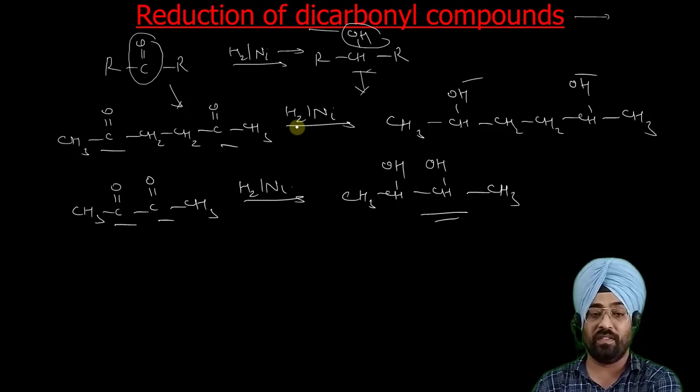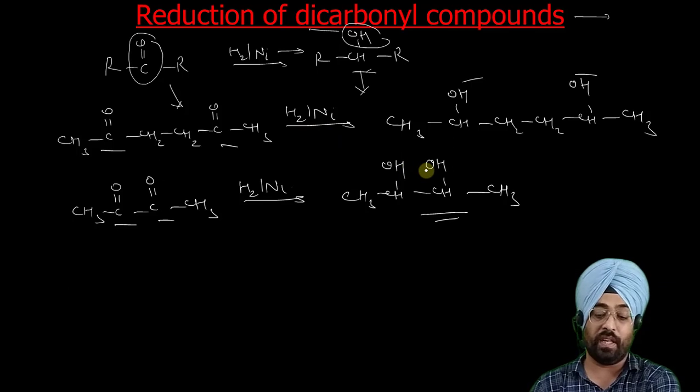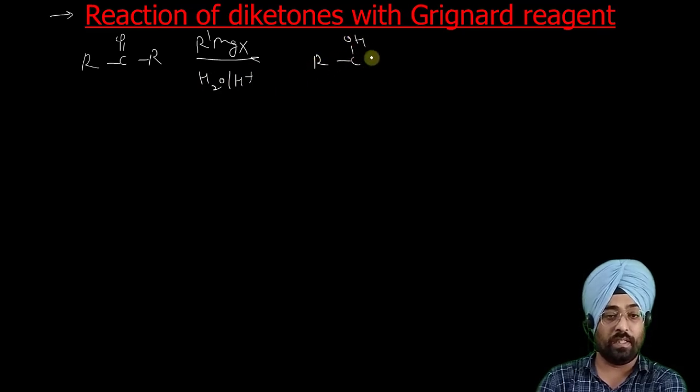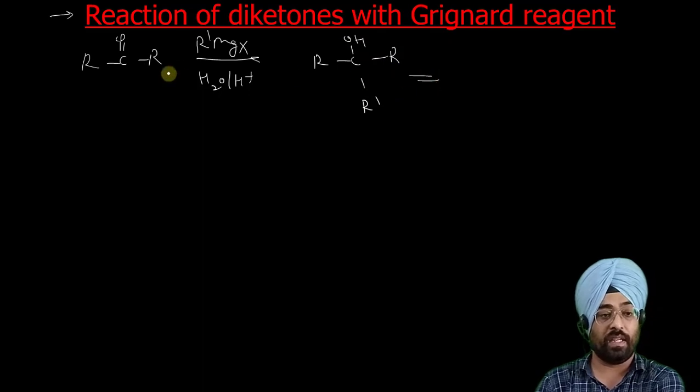All of these reactions we have already discussed. Now we are just modifying it for our requirement. Next reaction is the reaction of diketones with Grignard reagent. So suppose we have some ketone. If we react it with some Grignard reagent, then water, H positive, you all know that we will get an alcohol, COHRR'. This you have done many times, the reaction of Grignard reagent with carbonyl compounds.